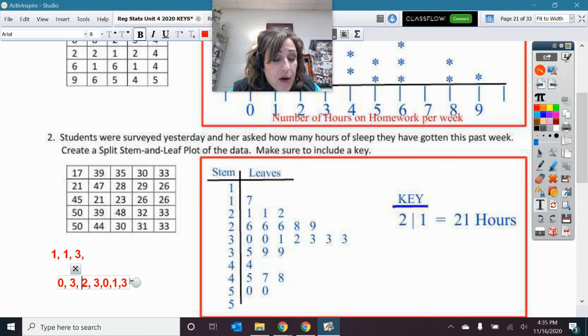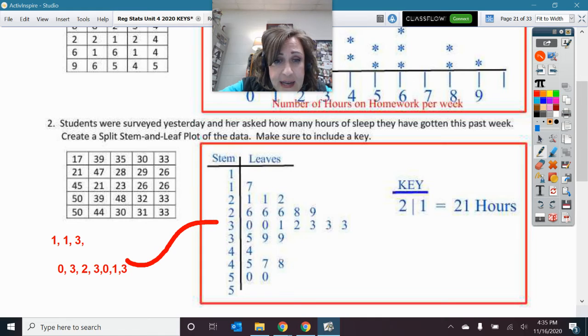Now I'm going to take these and make them in order right here, so you may have to sketch yourself a quick rough draft to do that. And now here's your key: 2, line 1 represents 21 hours of sleep they got this past week. I should have said of sleep this past week.